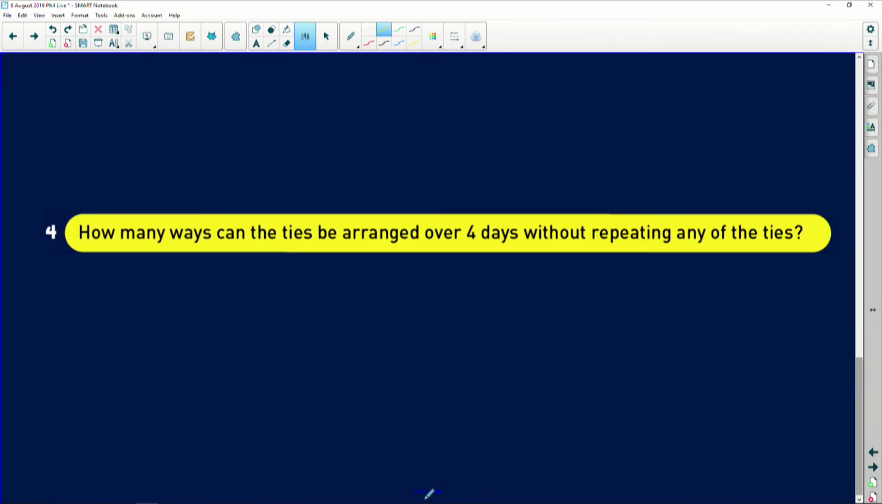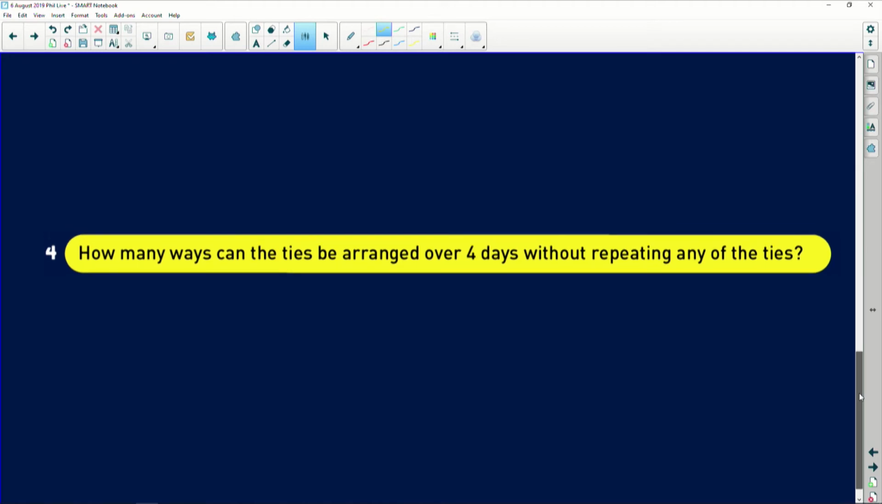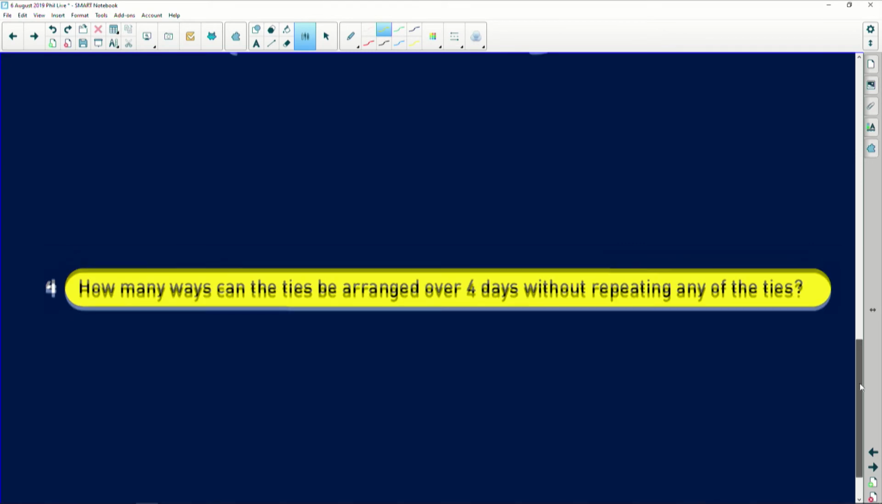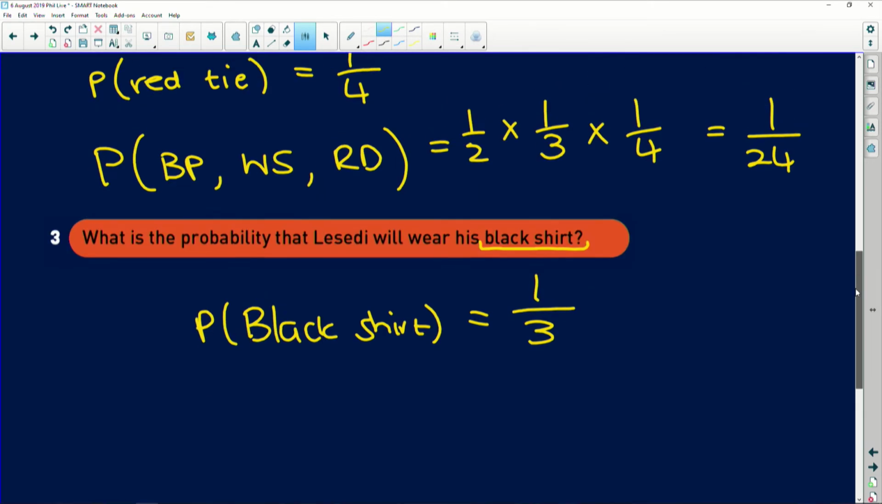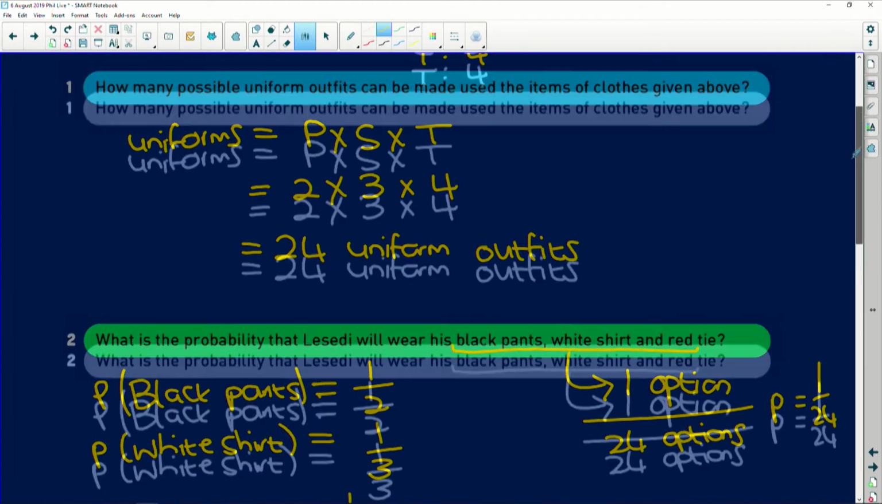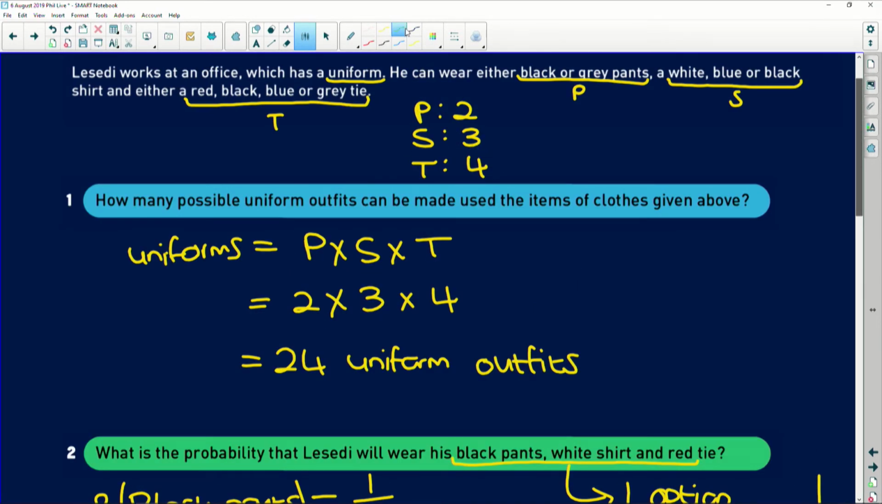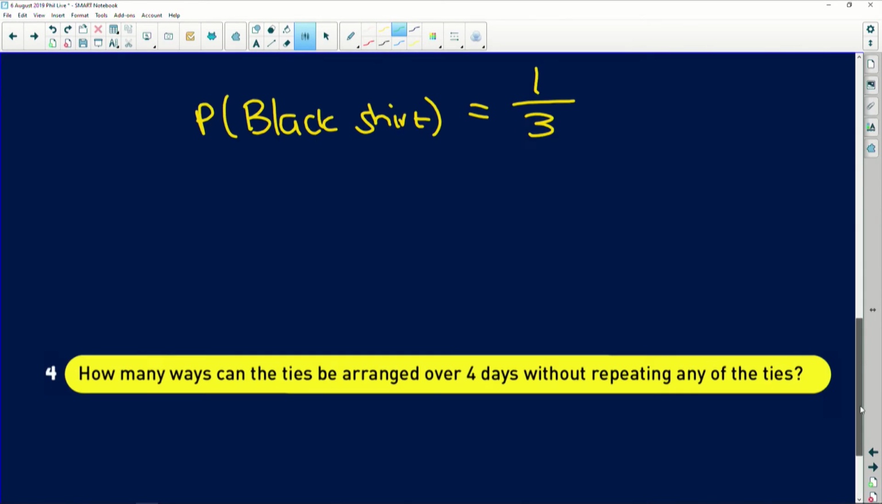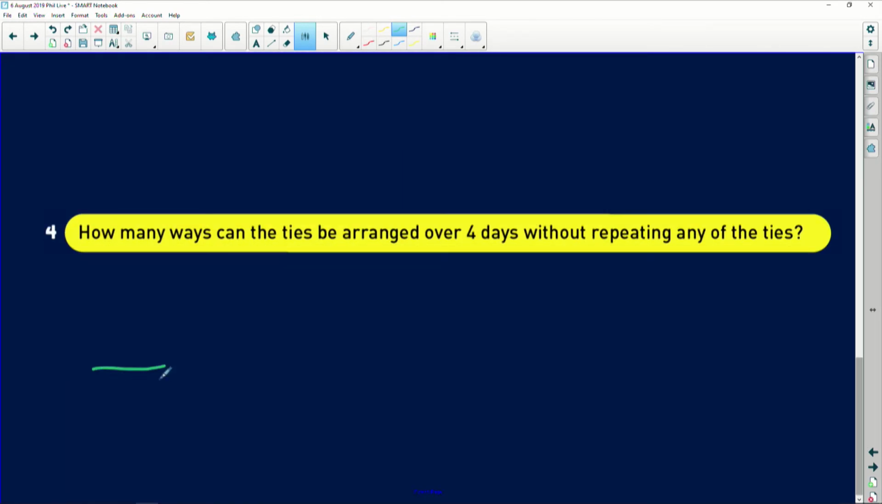And lastly, it says, how many ways can the ties be arranged over 4 days without repeating any of the ties? Okay, so this is where it becomes a little bit tricky. Because remember, how many different color ties do we have? We have 4 different colored ties. So if I try and map this out, obviously on Monday, Tuesday, and it says 4 days, so it's going to go until Thursday.